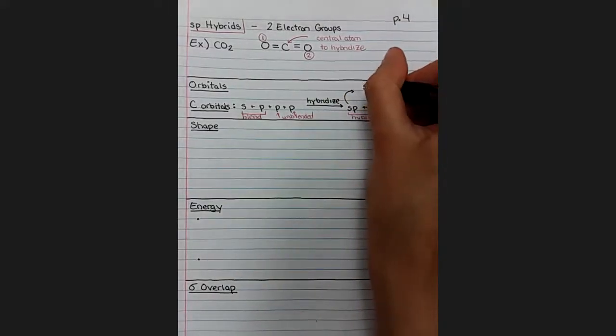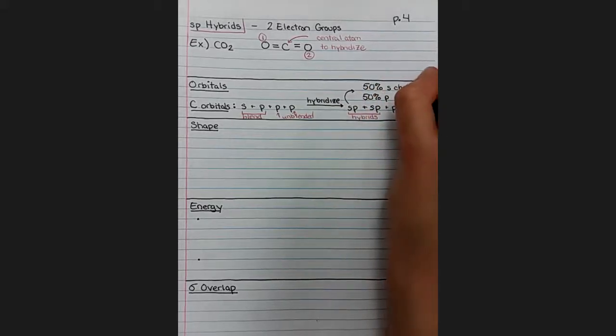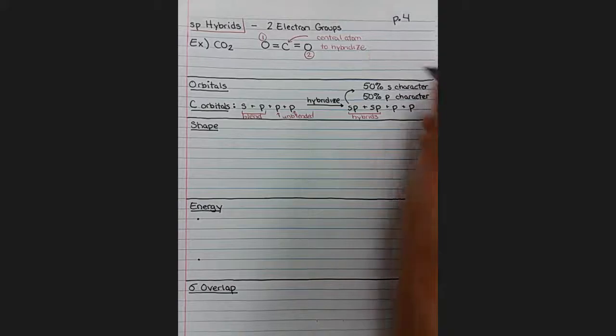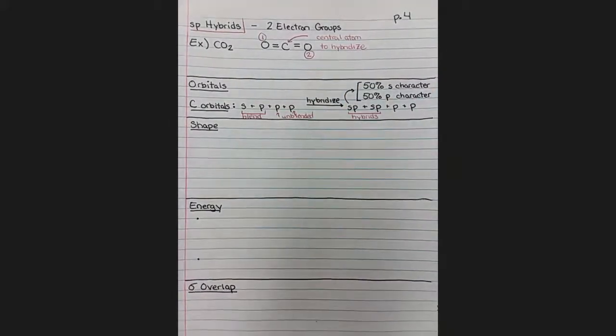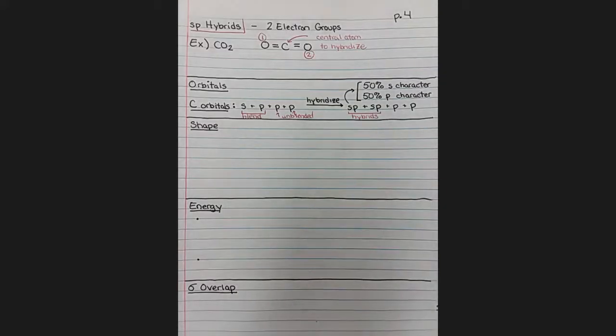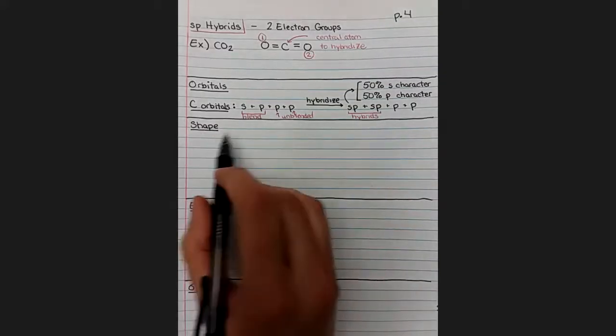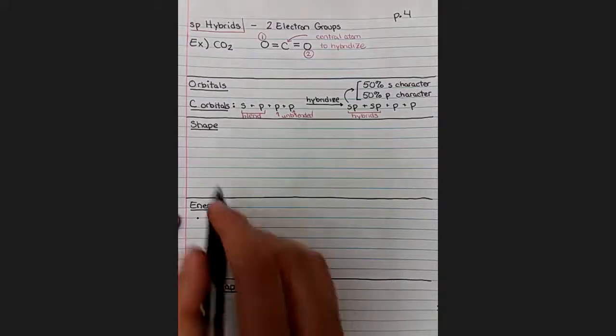And these sp hybrid orbitals are going to be 50% s character and 50% p character. So this is the most s-rich hybrid orbital, other than the s orbital itself, that we've seen. So if you're drawing an accurate shape, this is going to be the most spherical looking of all 3 of the hybrids we've seen so far.